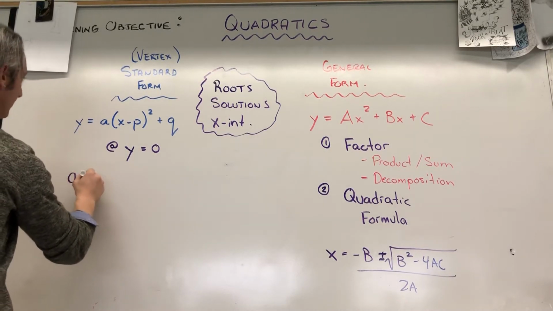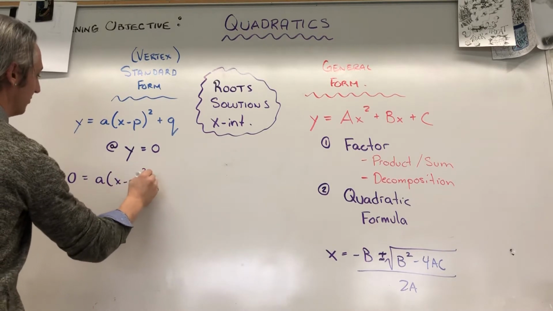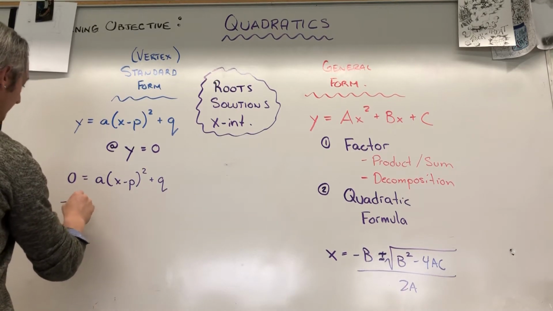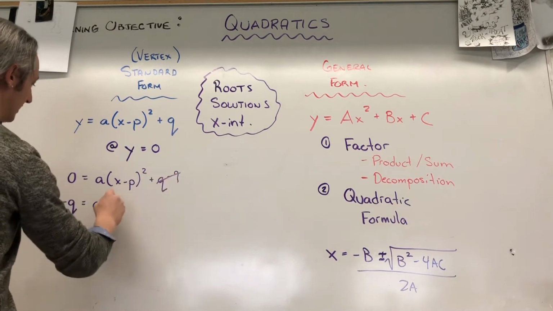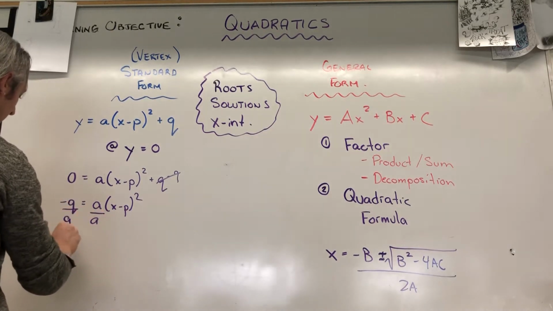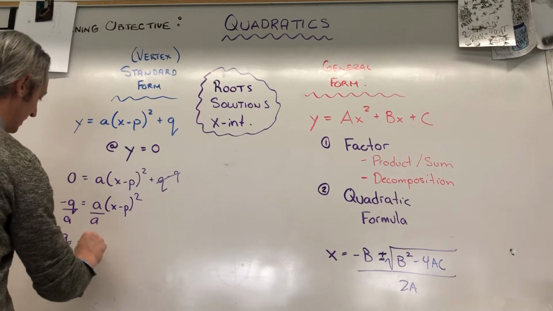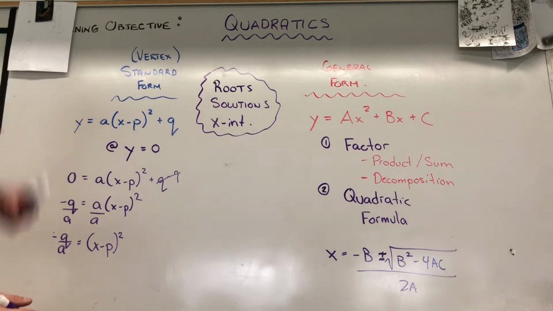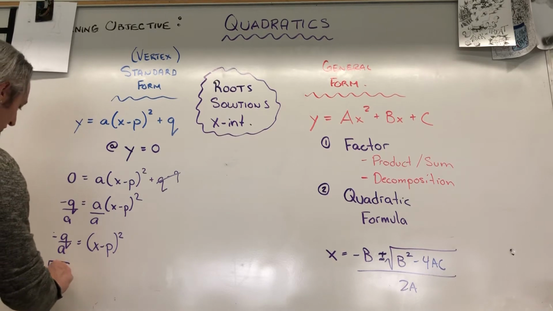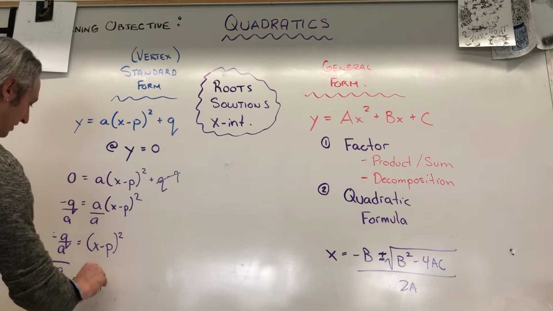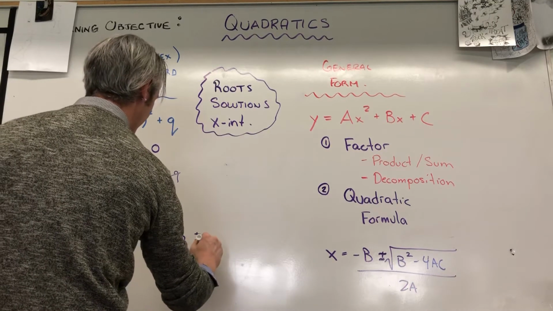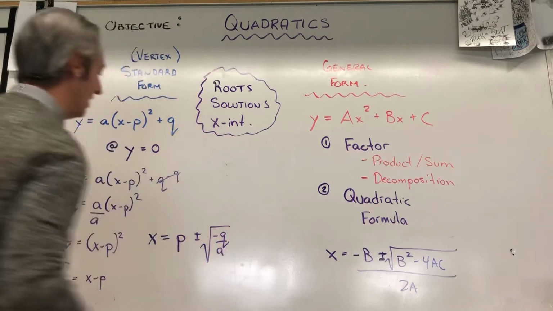Well, 0 is equal to a(x minus p) squared plus q, and then if I solve for x, I get negative q is equal to a, so I subtract this away, (x minus p) squared, and then I divide out the a, so I get negative q divided by a is equal to (x minus p) squared. And then I take the square root of both sides, so I get the square root plus or minus of negative q over a is equal to x minus p. And x then is therefore equal to p plus or minus the square root of negative q over a. This looks really complicated.